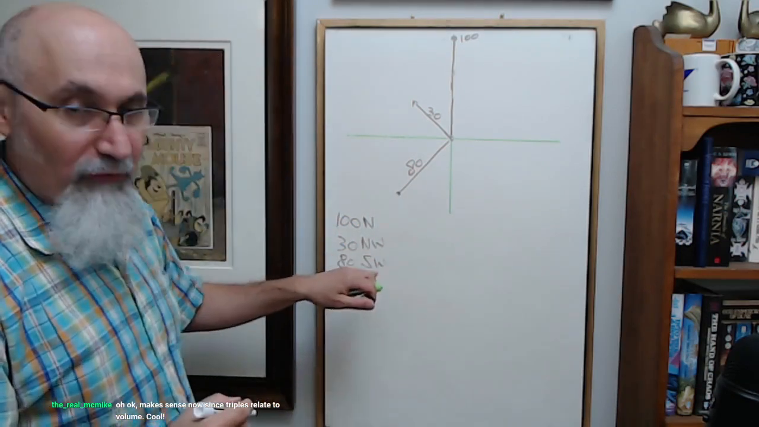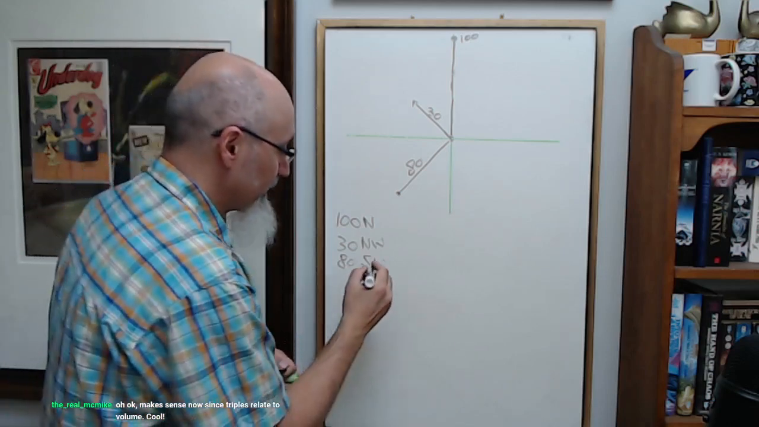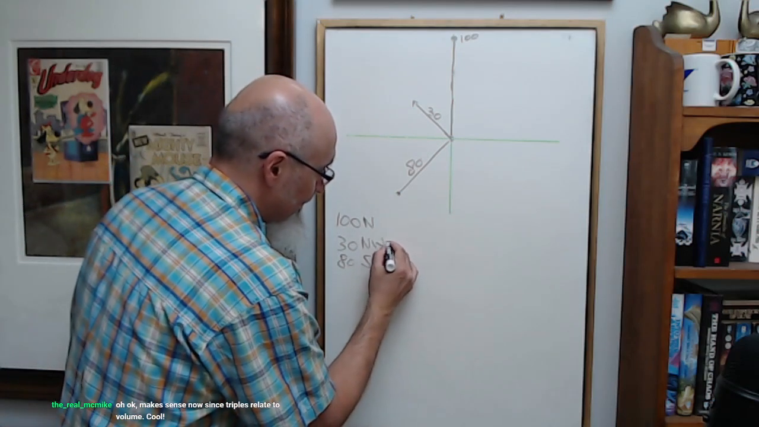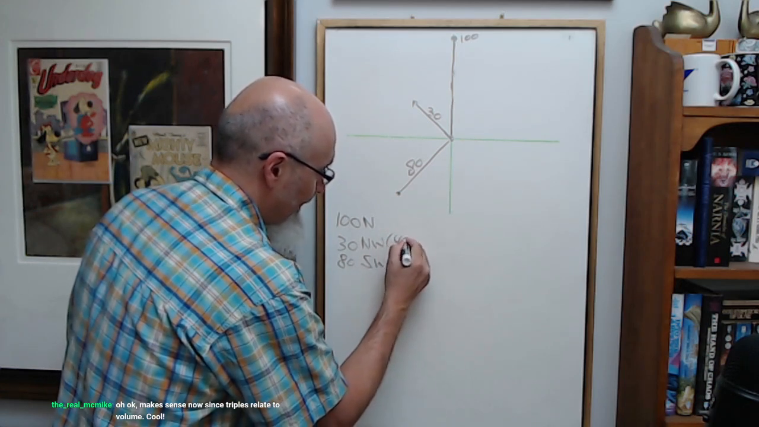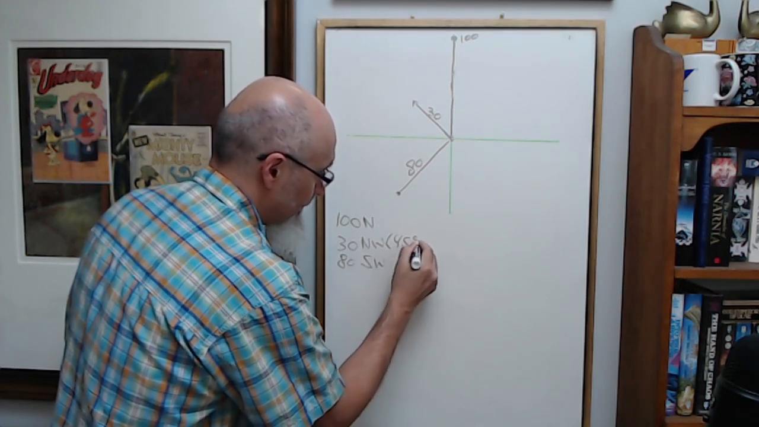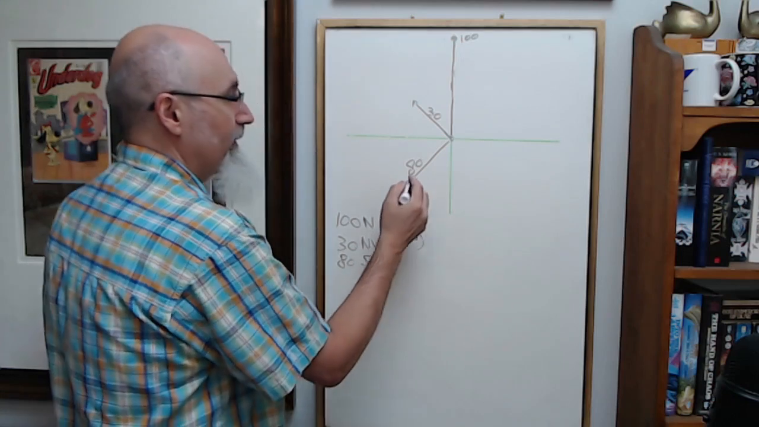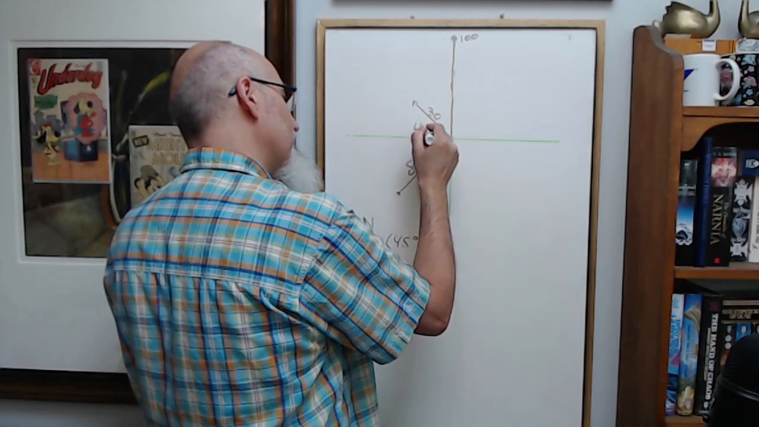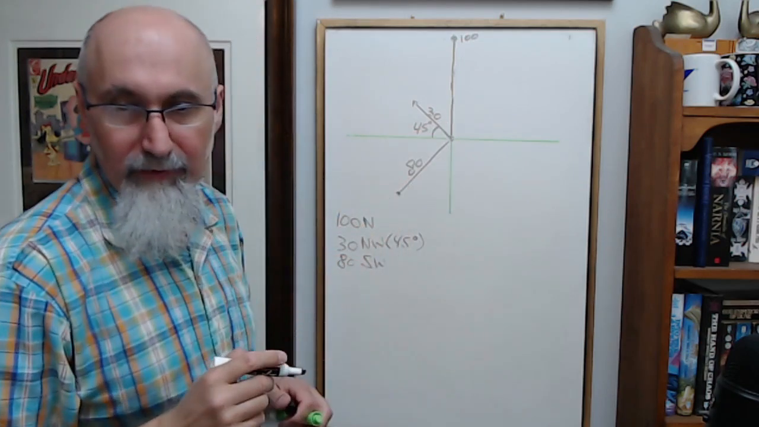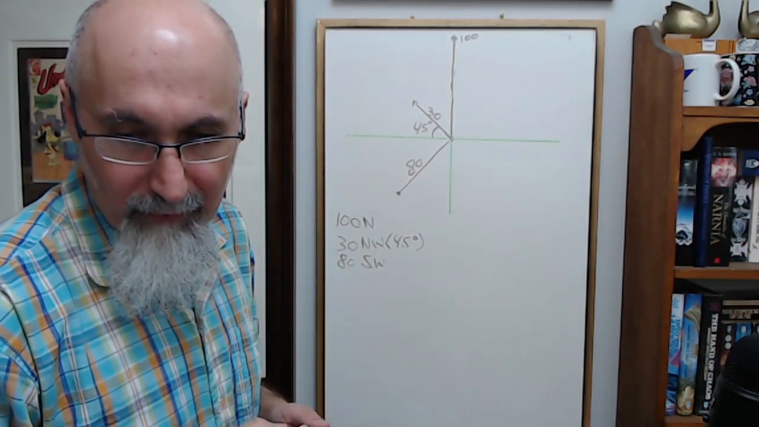Now, if I say northwest, I'm going to assume it's 45 degrees. So let's assume northwest means 45 degrees. That means this angle here is 45 degrees.